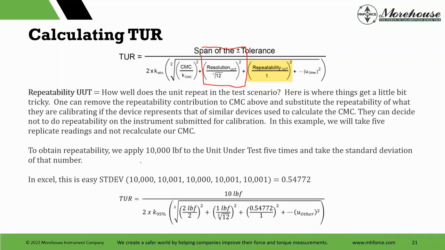To obtain repeatability, we apply 10,000 pounds to the unit under test, because that's our test point that we were testing. We do that 5 times and take the standard deviation. In Excel, you can use the standard deviation function. So if I took 5 measurements, 10,000, 10,001, 10,000, and so on, and I take the standard deviation of those measurements, you'll get 0.54772. And that goes in here.